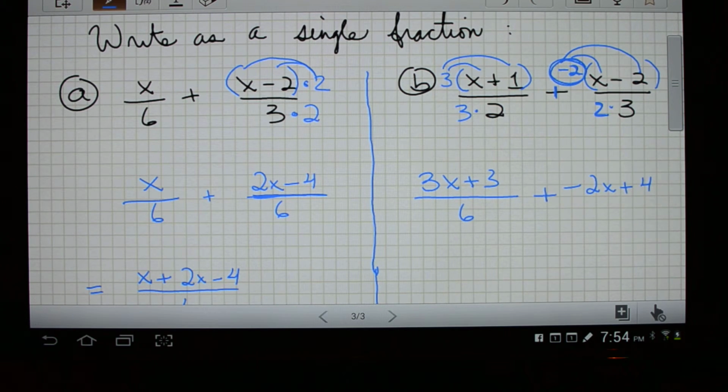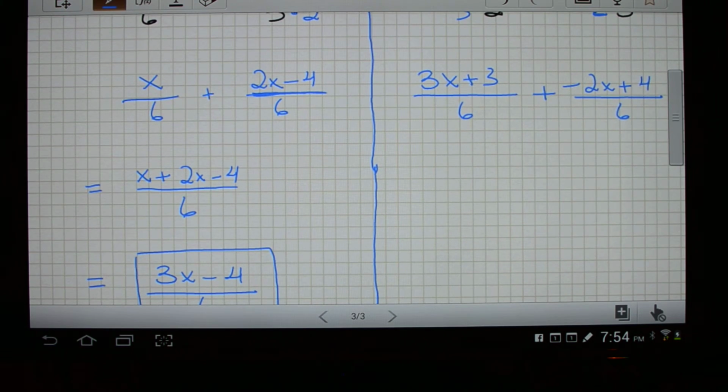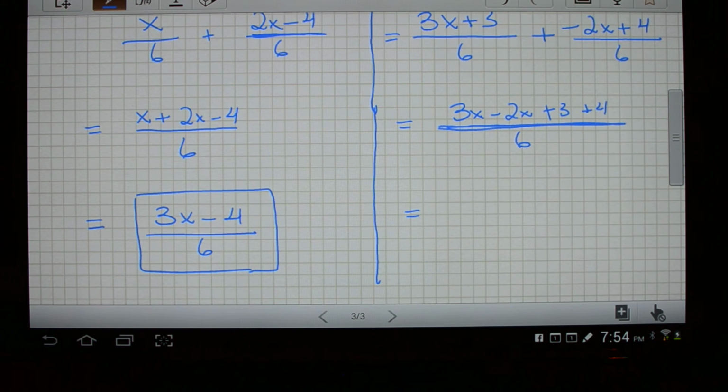And be careful with these, it's very easy to make a careless mistake. Very, very easy. So you have to be really careful with these. Keep the common denominator and add the numerators. 3x minus 2x. I'm going to go ahead and put my terms together just to save myself a step or two. Plus 3 plus 4 equals, winds up being just x plus 7 over 6.